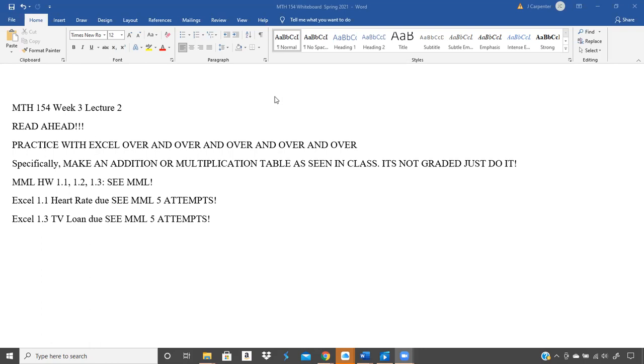Please remember that you are supposed to practice with Excel over and over and over. We have instructed you on how to make an addition or multiplication table in class. We have said that you absolutely need to make this for yourself so that you can learn how to use your fixed cell references appropriately, whether you're fixing a row, a column, or both elements, when to use it and when not to use it.